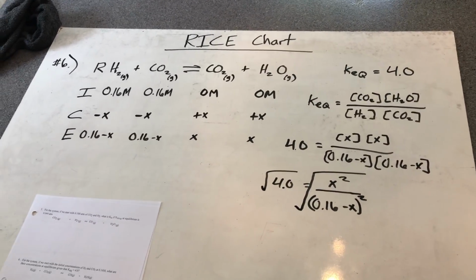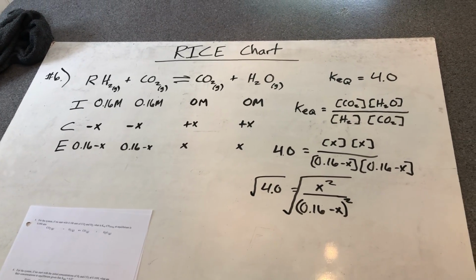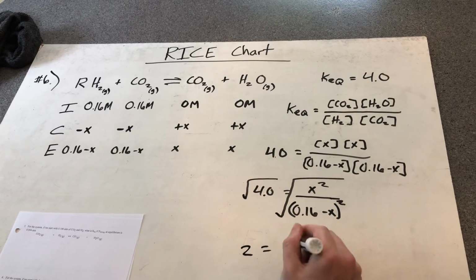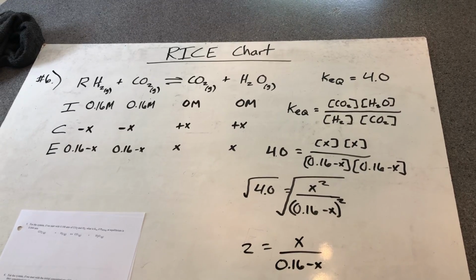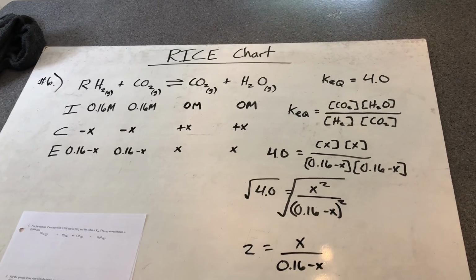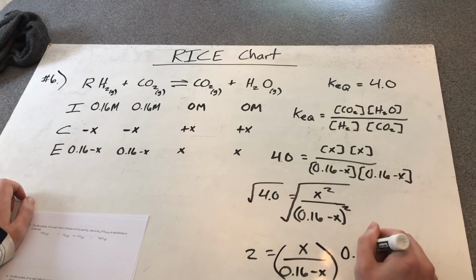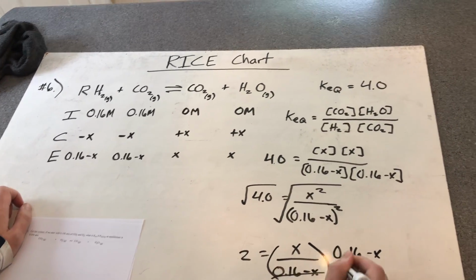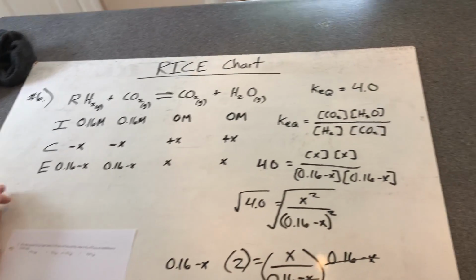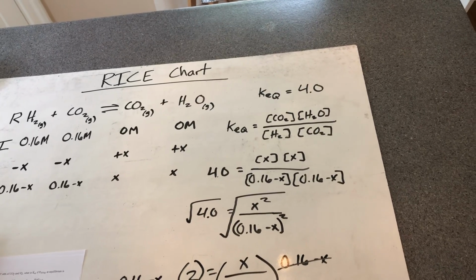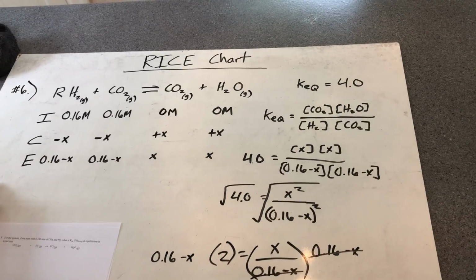You're going to end up with some not so friendly numbers. Let's see, what do we got? 2 equals x over 0.16 minus x, which I guess is not horrible. And then from here, we have to do some algebra in order to solve for x. So the first thing we should do is multiply both sides by 0.16 minus x. That will clear the denominator, right? Cancel, cancel. Over here, multiply by 0.16 minus x. So we're going to end up with 0.32 minus 2x is equal to x.